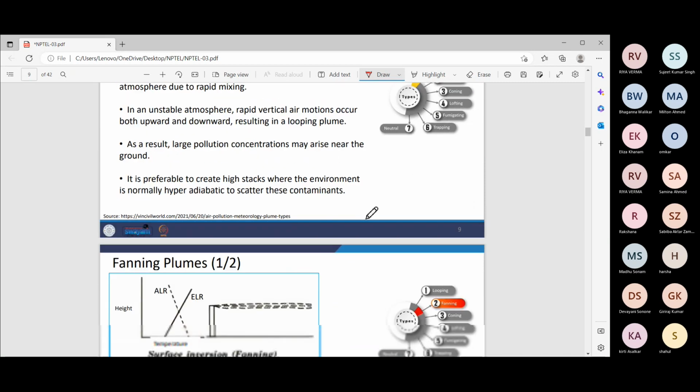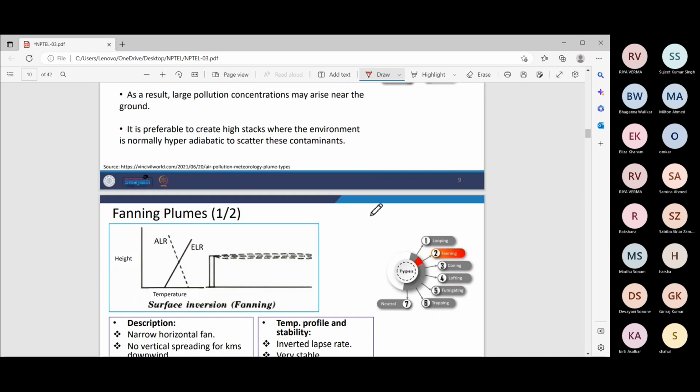Now, coming towards the next one, we have fanning plumes. First of all, this type of plume is observed when surface inversion conditions are there. Basically, ELR is negative here. Since the ELR is negative and this inversion condition is approximately at the height of the chimney, what will happen?